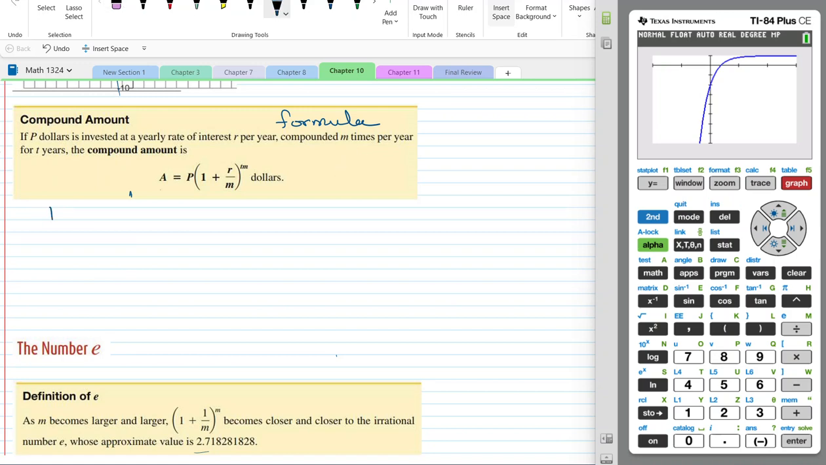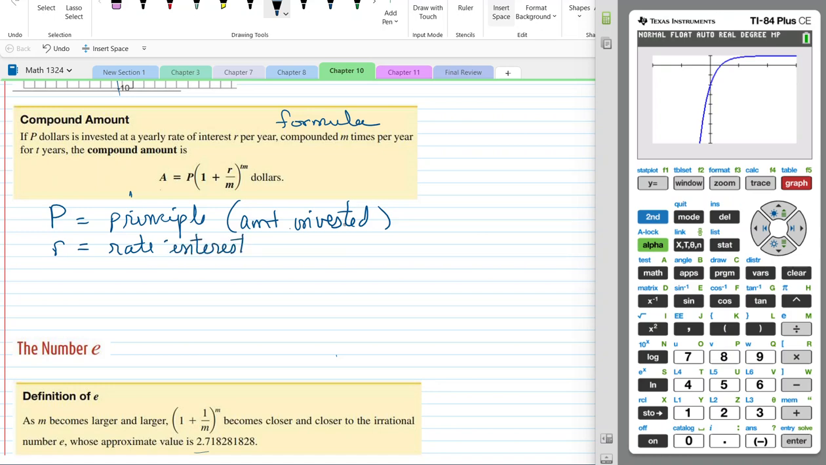P represents the principal. All right, it's the amount invested. The R represents the rate of interest. Now, it can be a loan as well, but we're going to say amount saved. Rate of interest. It's a percent converted to a decimal.